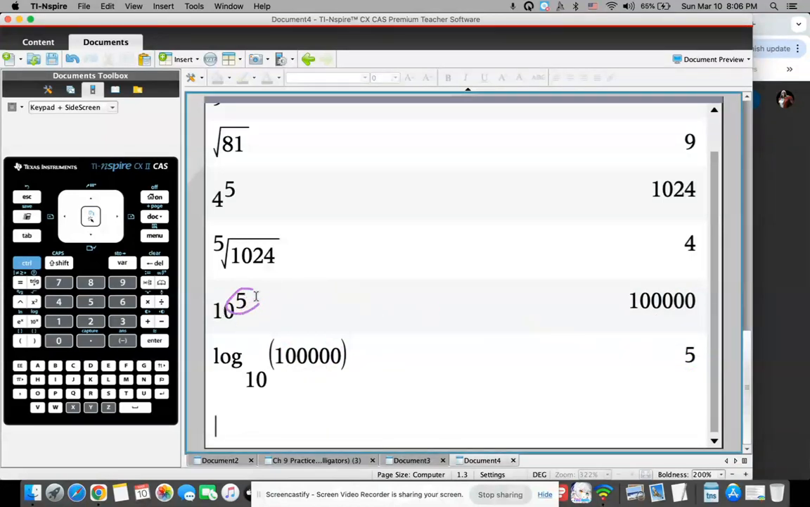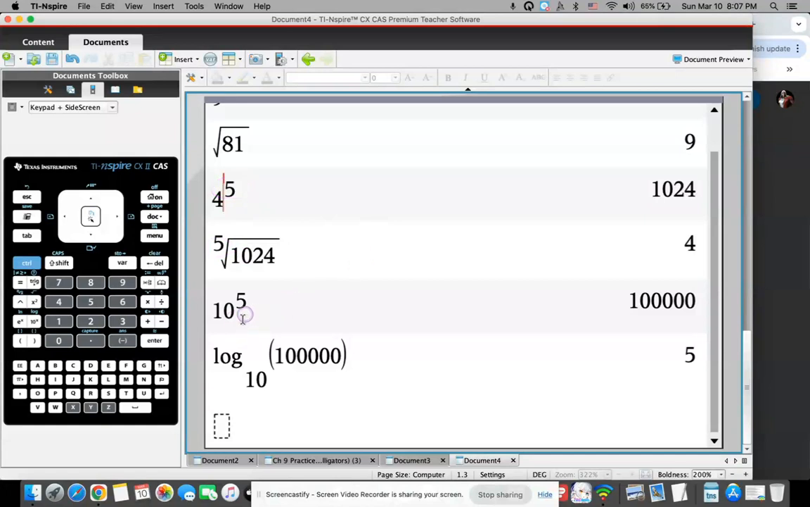It's different because now the input is an exponent, where before the input was maybe the base. This was the input. So then the 5th power and the 5th root were the inverses of each other.